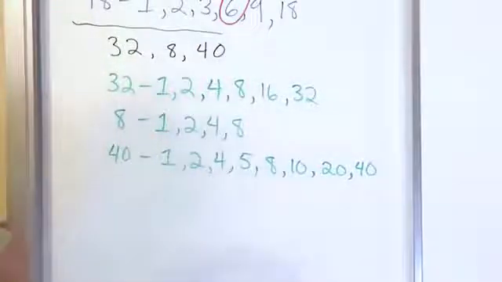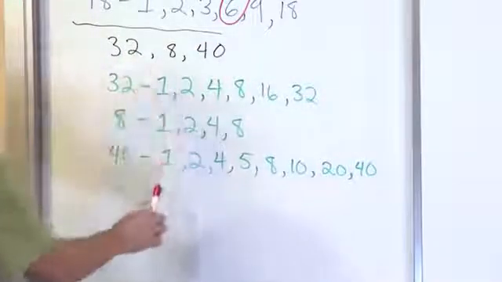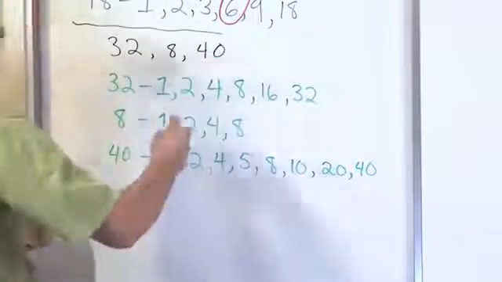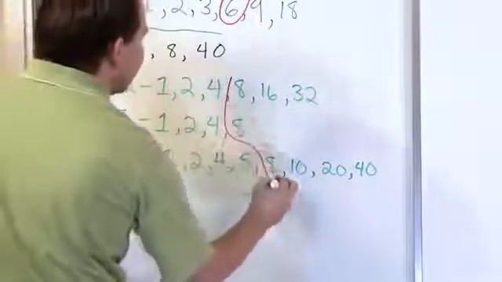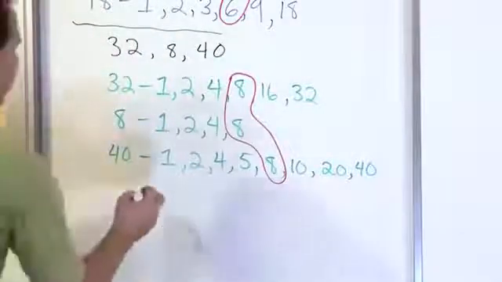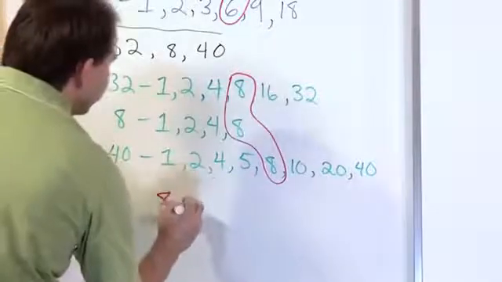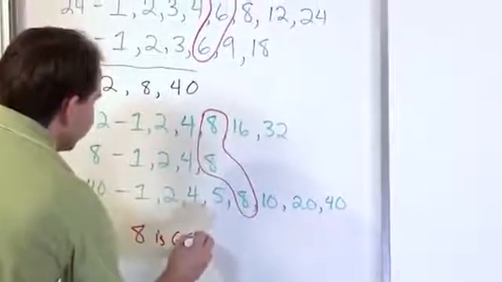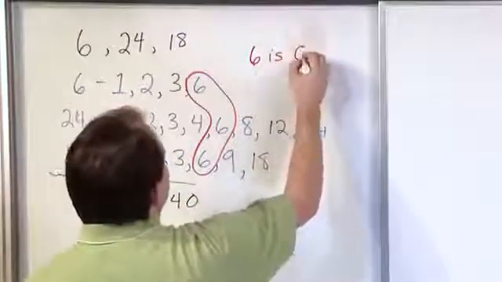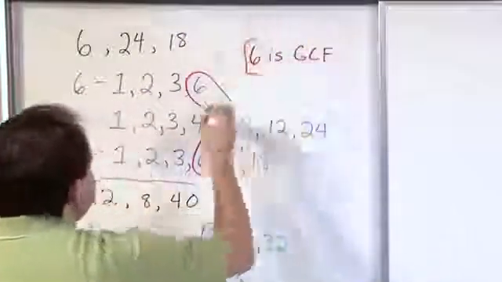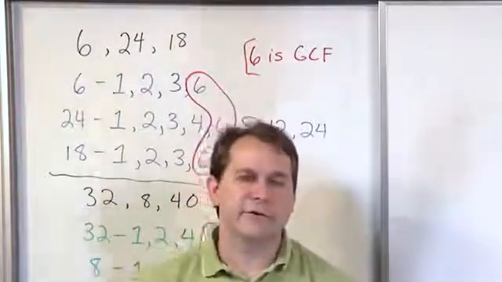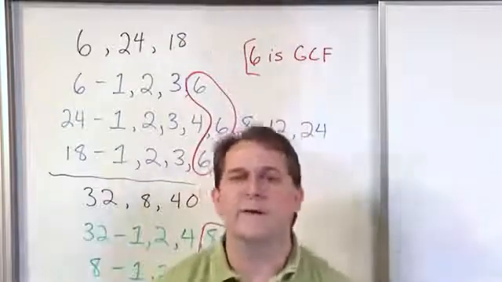Now let's look for the common factors. Number 1 is common, number 2 is common, number 4 is common, but the largest one looks like the number 8. That's the one that's common to all three, number 8. So what we say is the 8 is the greatest common factor. And up in our previous problem, the number 6 is the greatest common factor. So you see, the process is really the same in both of these cases. You list the factors for each number, and then you just look for the largest one that's common.